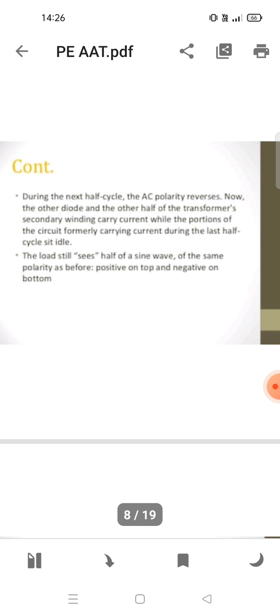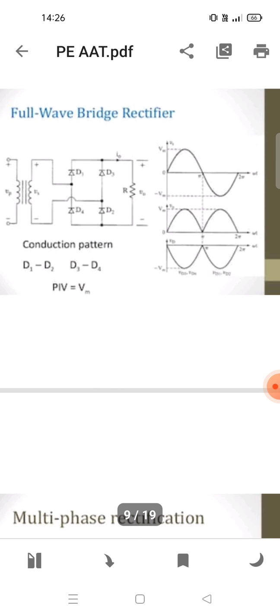During the negative half cycle, the AC polarity reverses. Now the other diode and the other half of the transformer secondary carry current, while the portion that was formerly carrying current during the last half cycle sits idle. The load still sees half of a sine wave of the same polarity as before, positive on the top and negative on the bottom. Full wave bridge: diagram of the full wave bridge connection, D1 and D2, D3 and D4. PIV is equal to the maximum voltage.